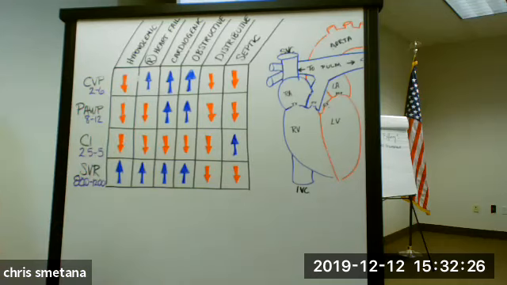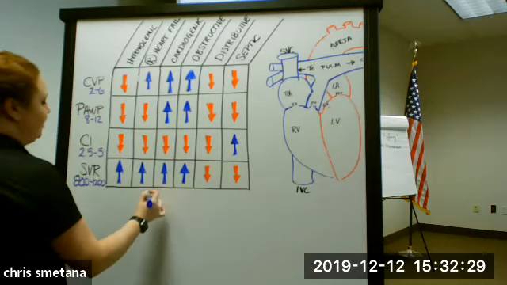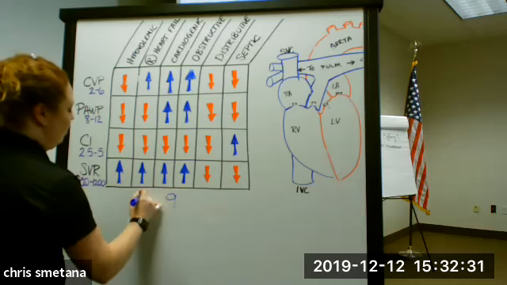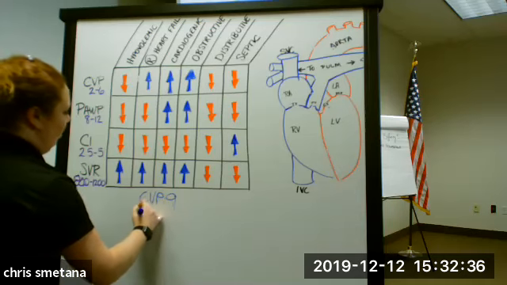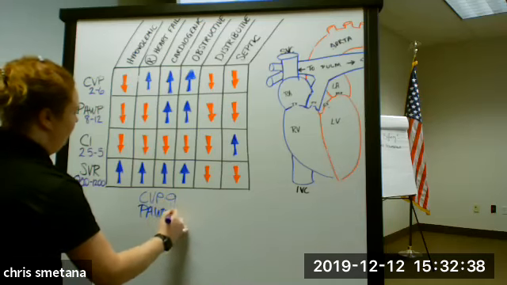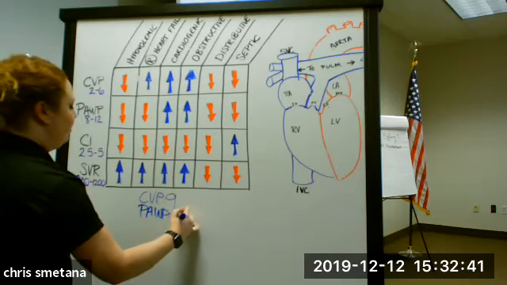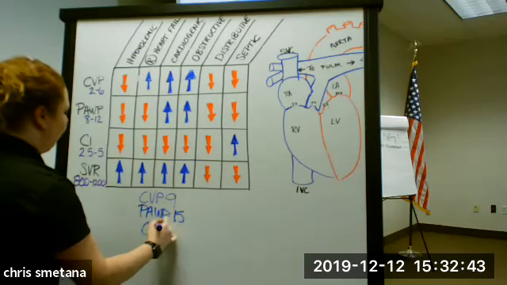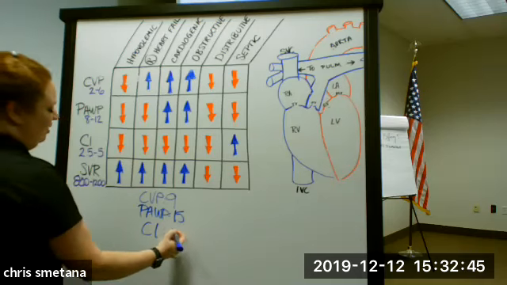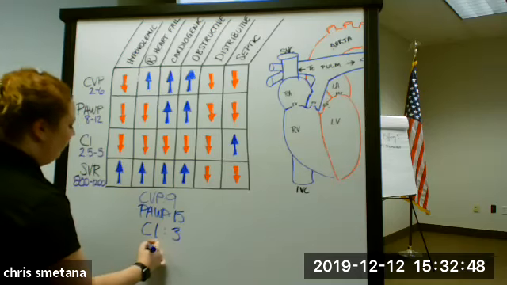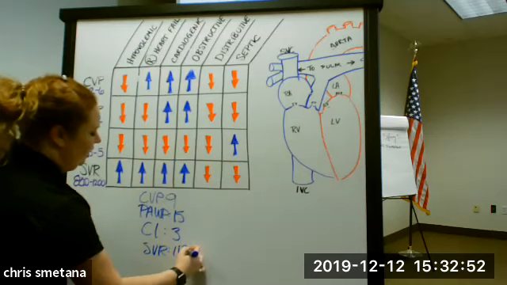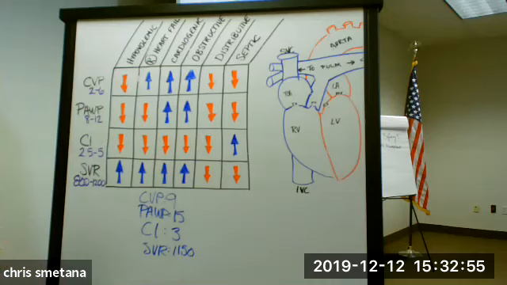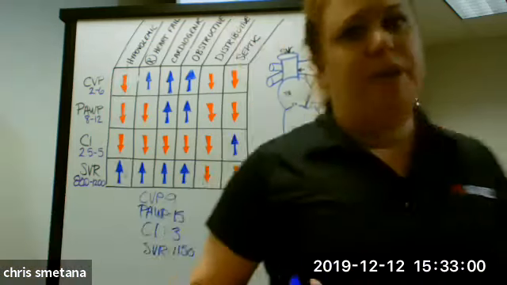Let's say my CVP was at 9. Sorry, I erased those. So my CVP is at 9. My wedge pressure is hanging out at 15. My cardiac index is hanging out, we'll say it's at 3. And we're gonna give my SVR a solid 1150. So when I go through and plug these numbers in, I start looking at where my problems are.